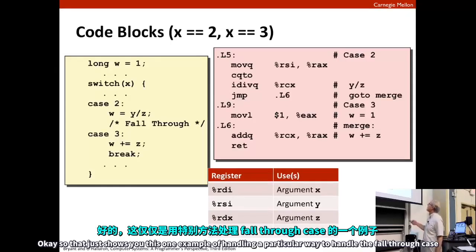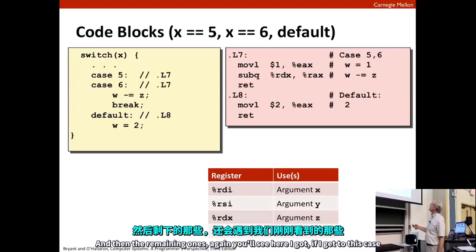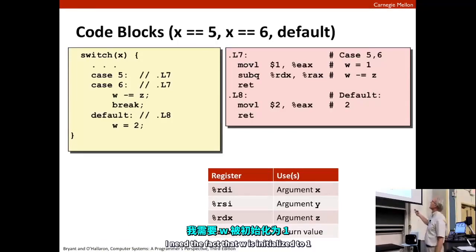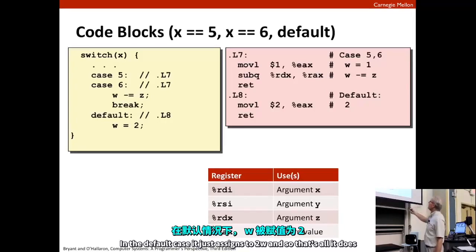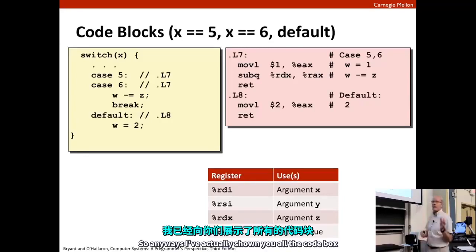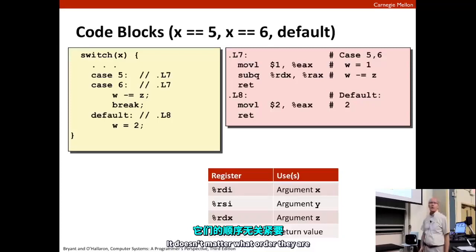Okay. So that just shows you this one example of a particular way to handle the fall-through case. And then the remaining ones, again, you'll see here if I get to this case, I need the fact that W is initialized to 1. So we'll do so here. In the default case, it just assigns 2 to W, and so that's all it does. So anyways, I've actually shown you all the code blocks, one by one. But they're just all strung in the file in no particular order. It doesn't matter what order they are.